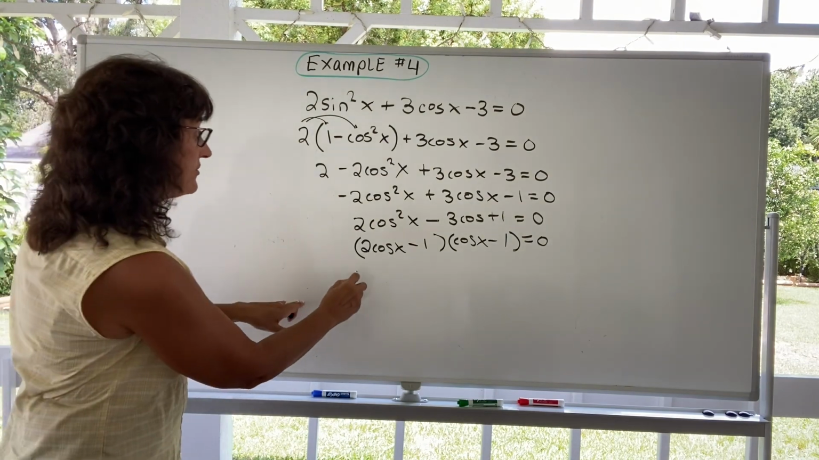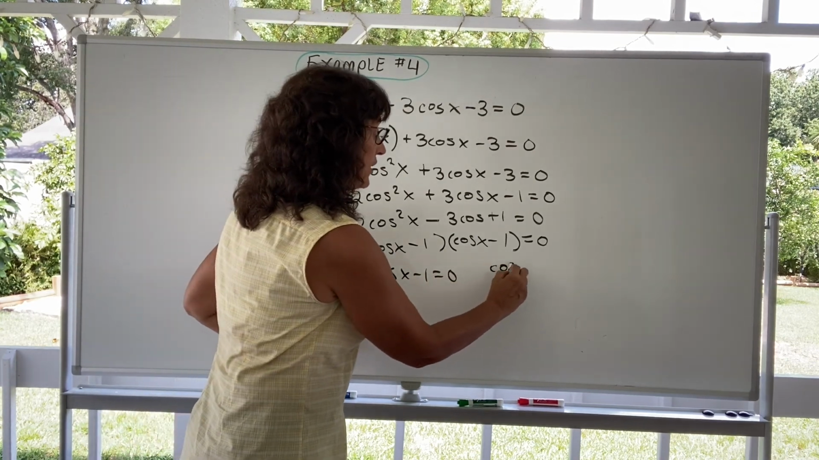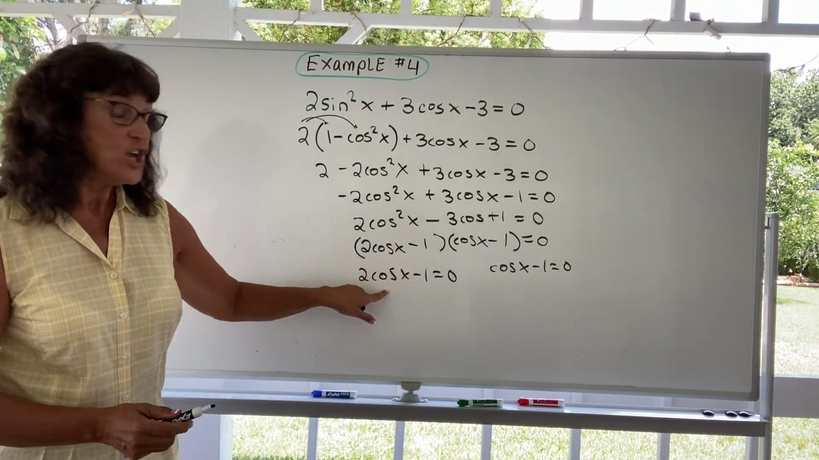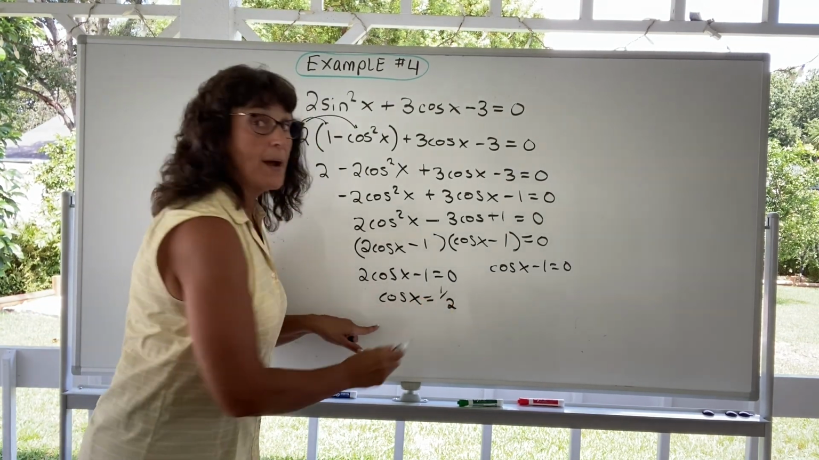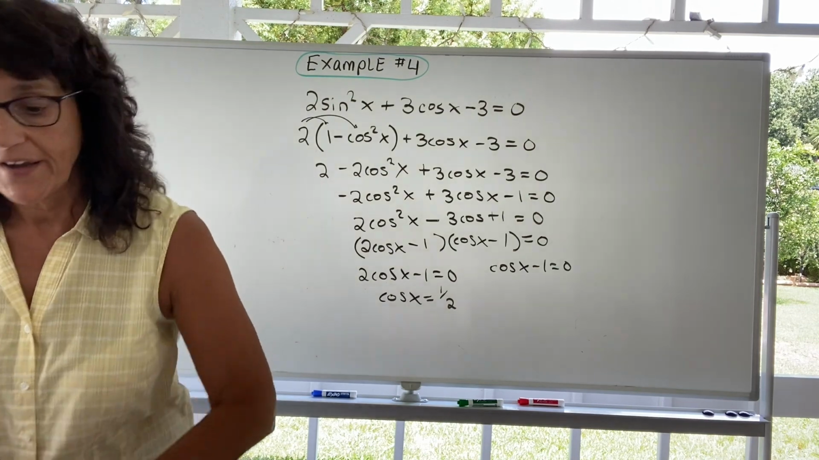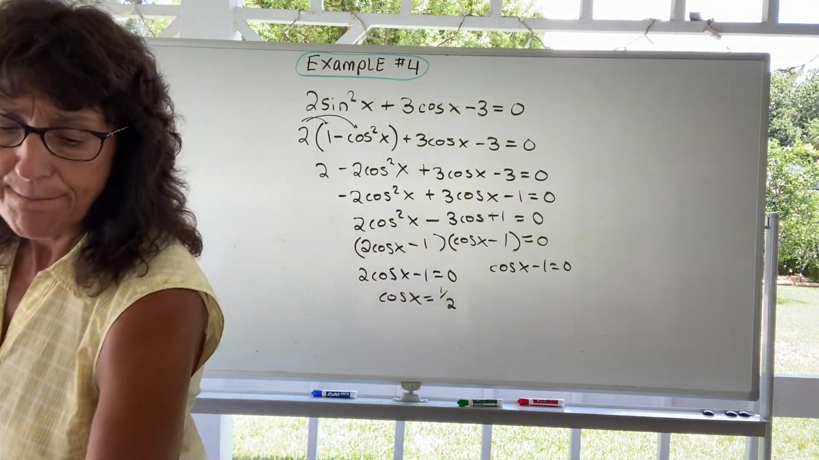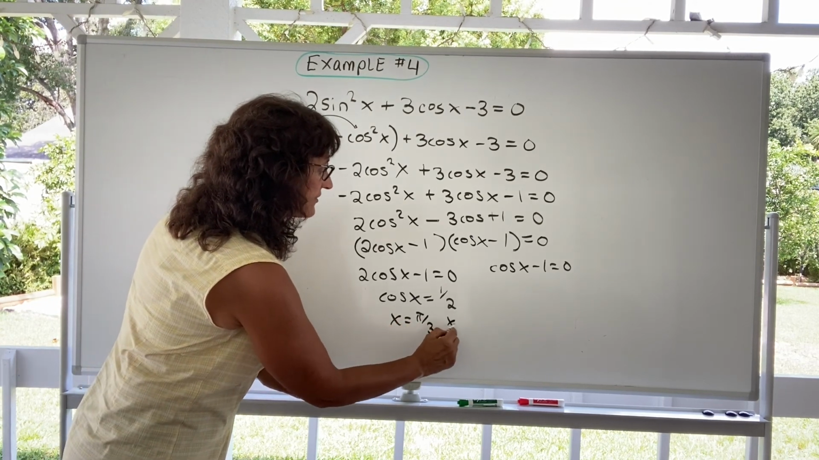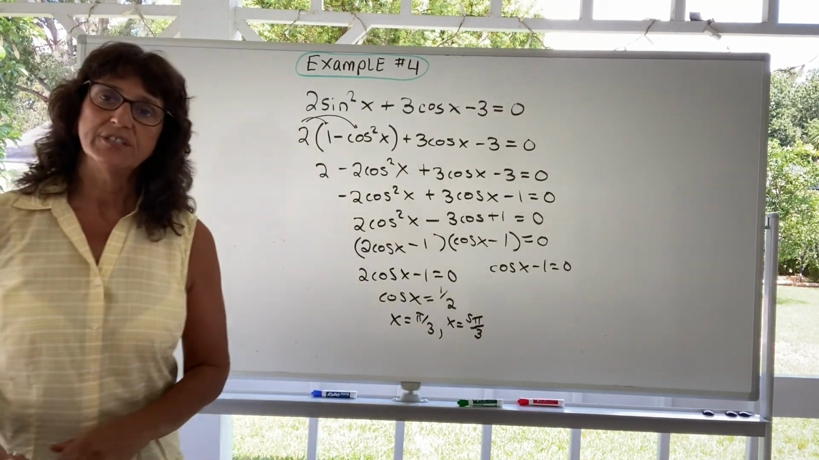So the next step is to take each factor, the 2 cosine x minus 1 and the cosine x minus 1, and set each factor equal to 0, and solve. Here on this side, you add 1 to both sides and divide by 2, so your cosine x is positive 1/2. Where on the unit circle is the x coordinate, the cosine, equal to positive 1/2? That's going to happen at pi over 3 and at 5 pi over 3. So when x is pi over 3 and when x is 5 pi over 3, that's where your cosine function is equal to 1/2.